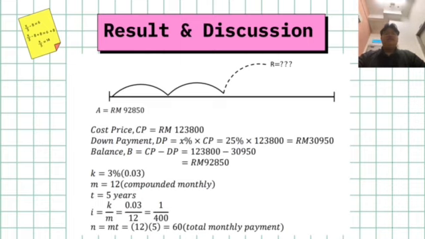A equal to 92,850 ringgit. K equal to 3%, equivalent to 0.03. M equals 12. T equals 5 years. I equal to K over M, which is 0.03 over 12, equals 1 over 400. N equal to M times T, which is 12 times 5, equals 60.